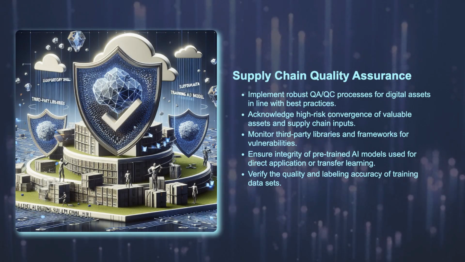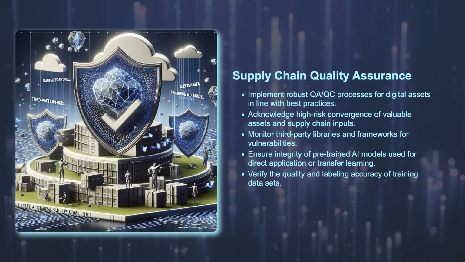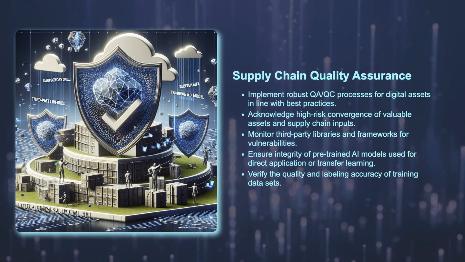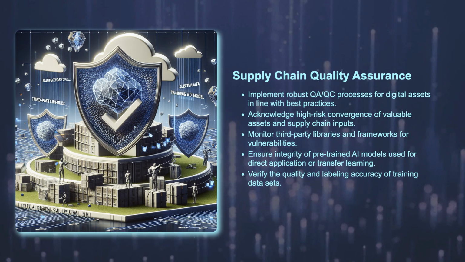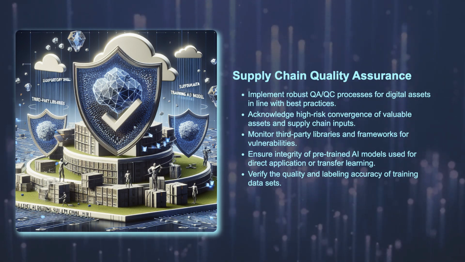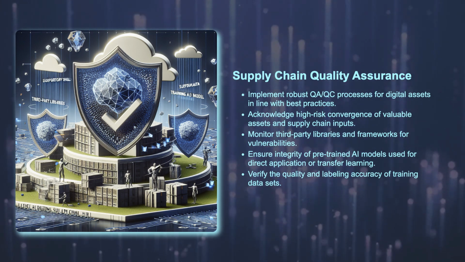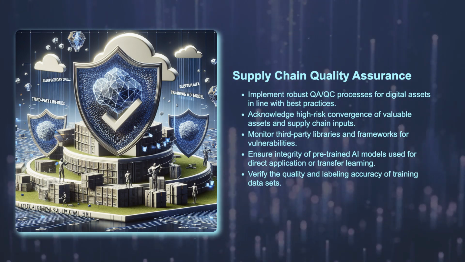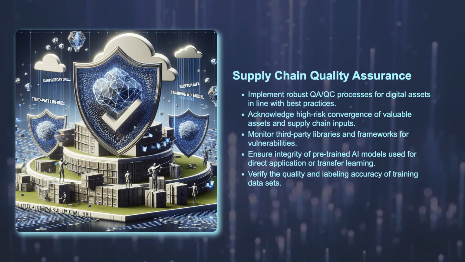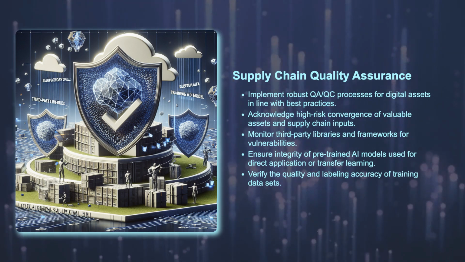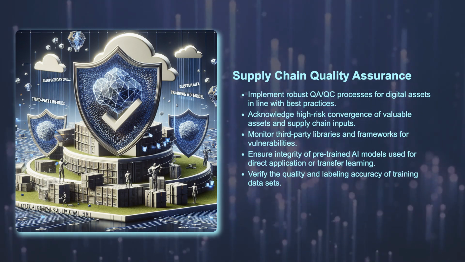What are the goals of this principle? You have sufficient quality assurance, QA, or quality control, QC processes for your supply chain, including your digital assets, following best practice. You understand the severity of the risk posed by the combination of valuable assets and supply chain inputs merging at this stage. These inputs may include third-party libraries and frameworks, pre-trained models used directly or for transfer learning, training data and labels.